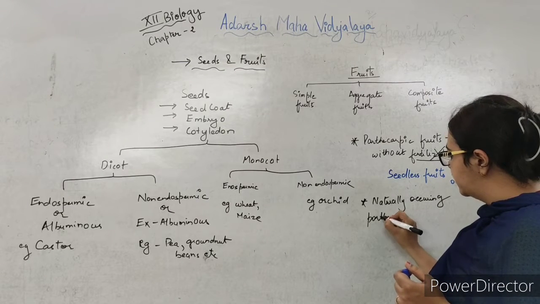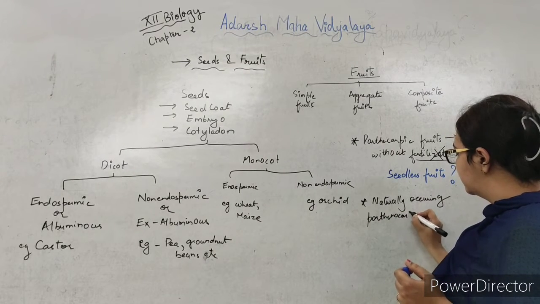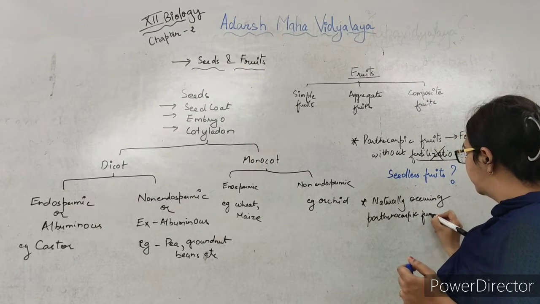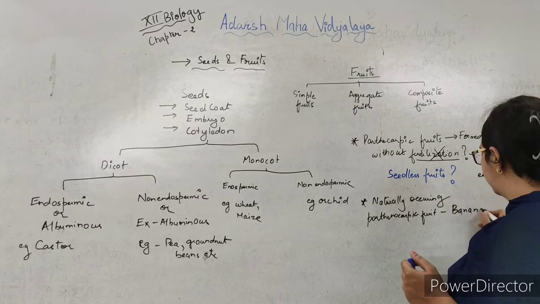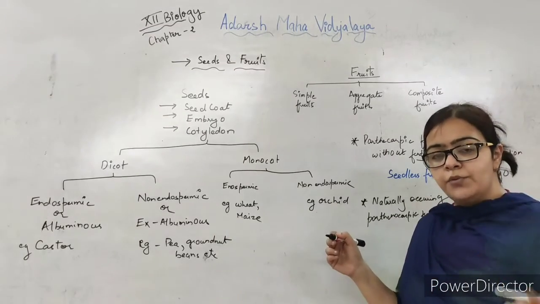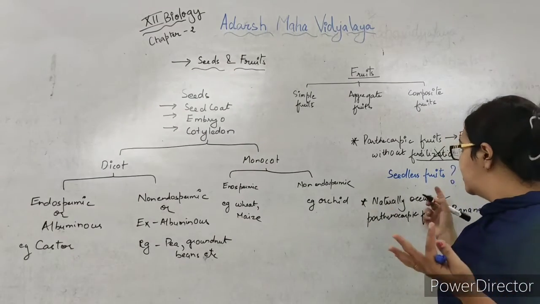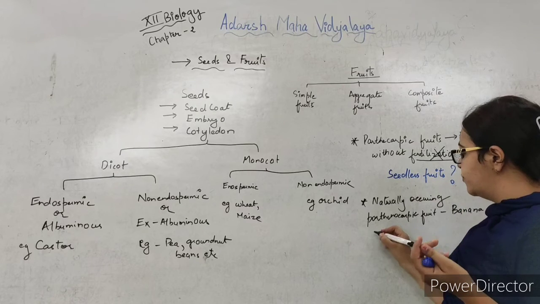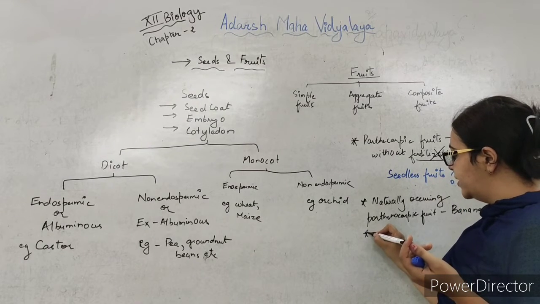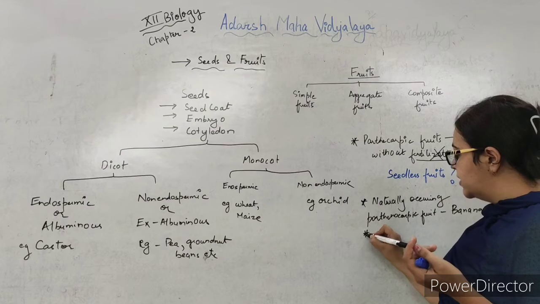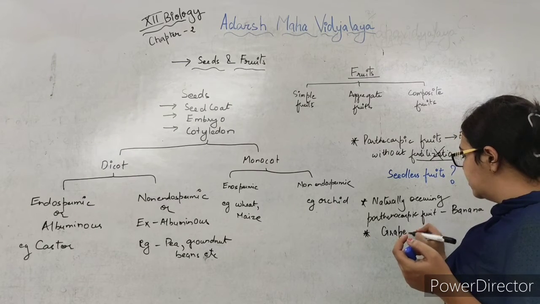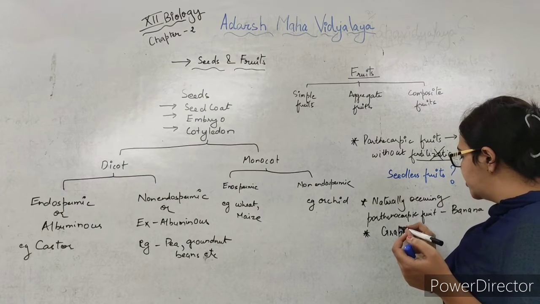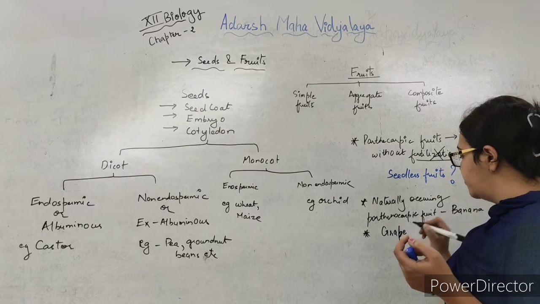We also have naturally occurring parthenocarpic fruit, that is banana, and you can also induce this formation of seedless fruits in some, and you have already seen that in grapes. So in grapes this formation of seedless fruit is induced.